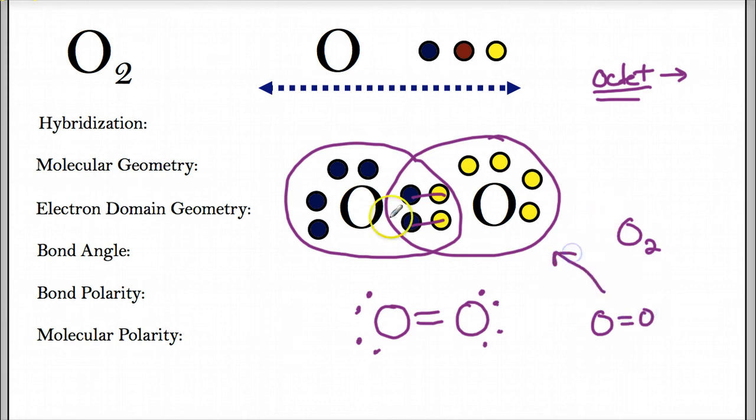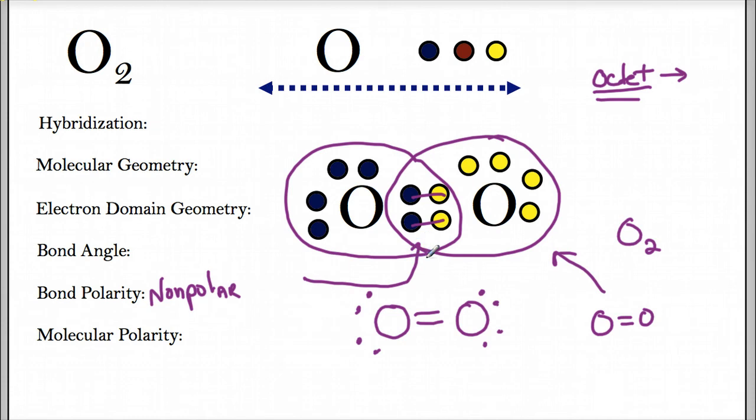Now you can do that. You can see how many bonds exist and how these structures look by doing what we're doing. Okay? Now, what's the bond polarity? I hope you guessed it's nonpolar. Why is it nonpolar? Because it's the same element bonded to itself.